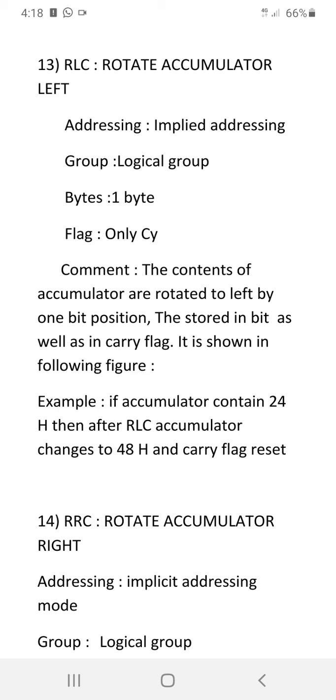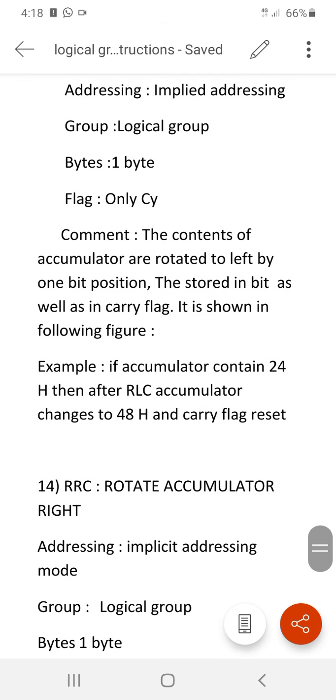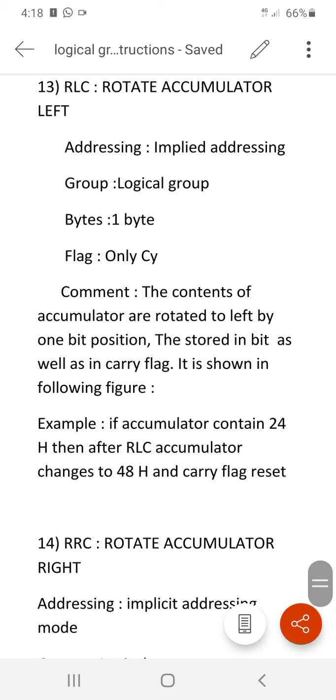The content of the accumulator will be rotated by 1 bit, where A0 is the first bit of the accumulator and A7 is the last bit. A0 becomes A1, A1 becomes A2, A2 becomes A3, A3 becomes A4, like that. And the last bit A7 will move to the carry flag as well as to bit A0. Getting it? So when we are rotating the accumulator left only, RLC, the last bit A7 will go to the carry flag, and it will also go to bit A0.